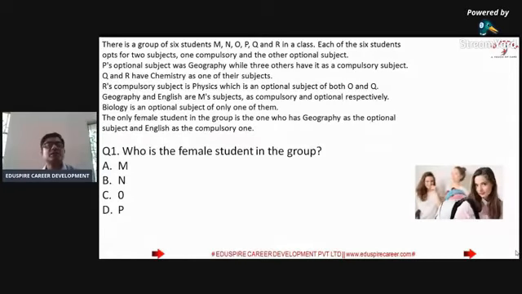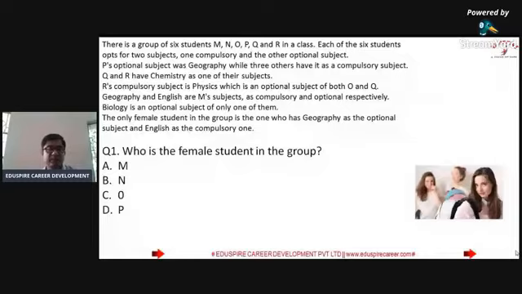P's optional subject was geography, while three others have it as a compulsory subject. Q and R have chemistry as one of their subjects. R's compulsory subject is physics, which is an optional subject of both O and Q. Geography and English are M's subjects as compulsory and optional respectively. Biology is an additional subject of only one of them.